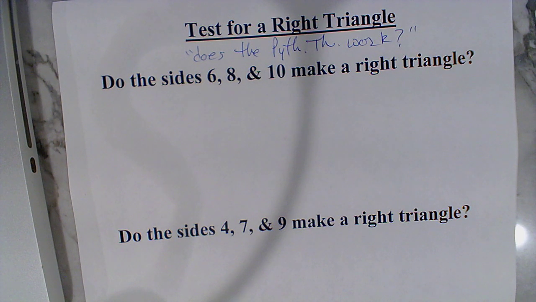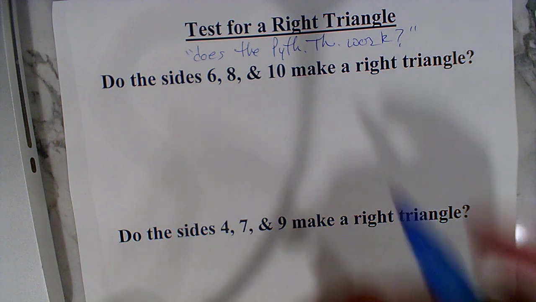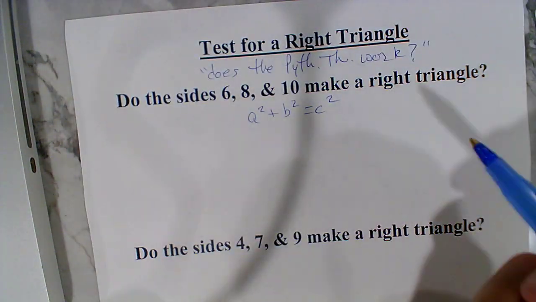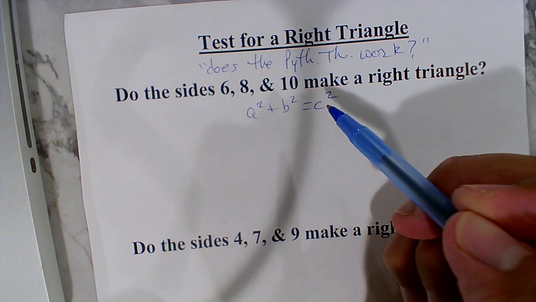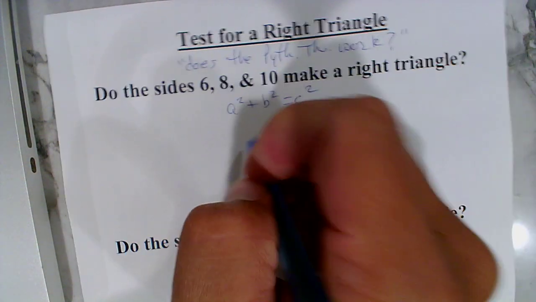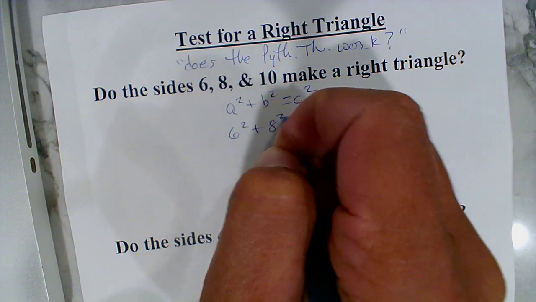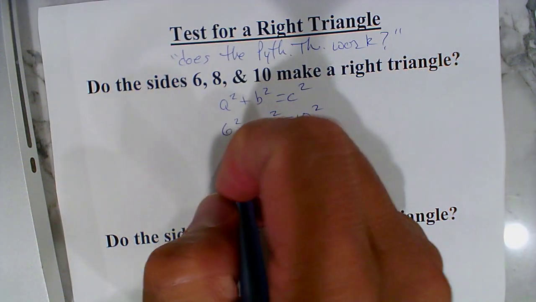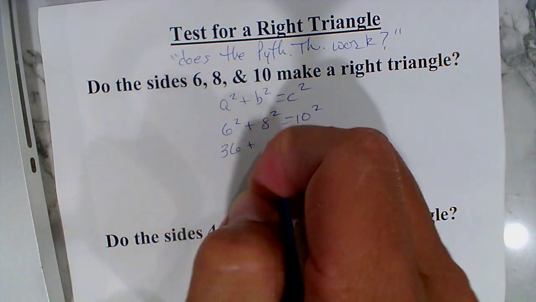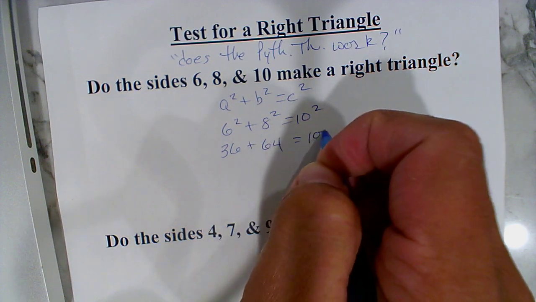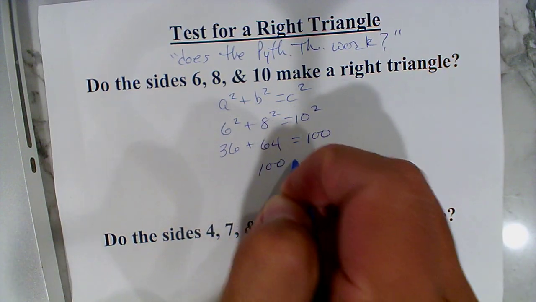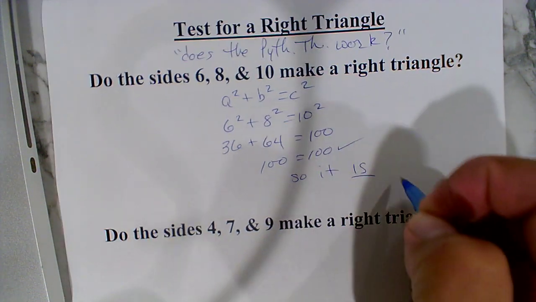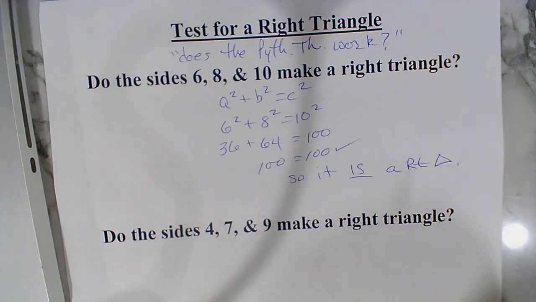Do the sides 6, 8, and 10 make a right triangle? So we'll plug it into a squared plus b squared equals c squared and see if they do. Now, the one thing you got to be careful of, make sure your largest number goes in for c. The other two are interchangeable. 6 squared plus 8 squared equals 10 squared. And really this is like a question, like does it, doesn't it? All right, so 6 squared is 36, 8 squared is 64, 10 squared is 100. Is 36 plus 64 100? It is. So it is a right triangle.